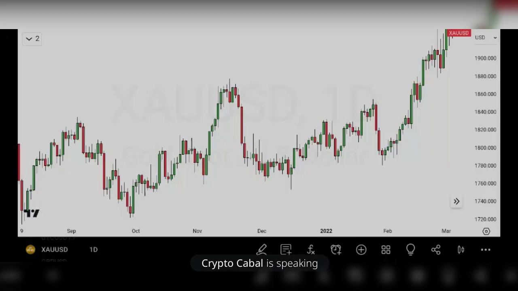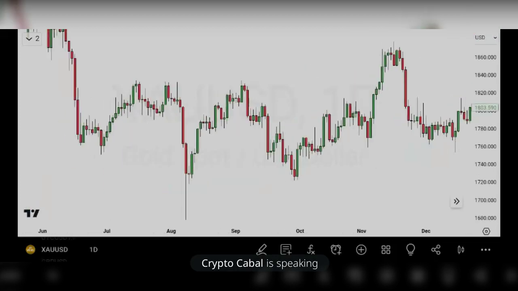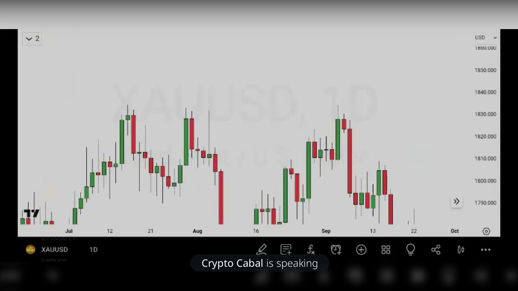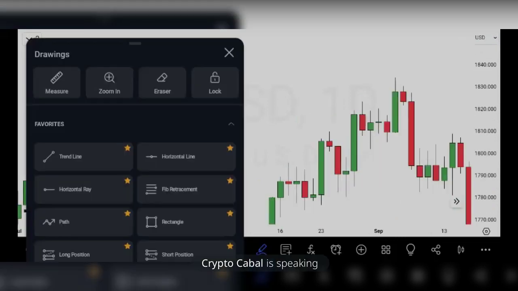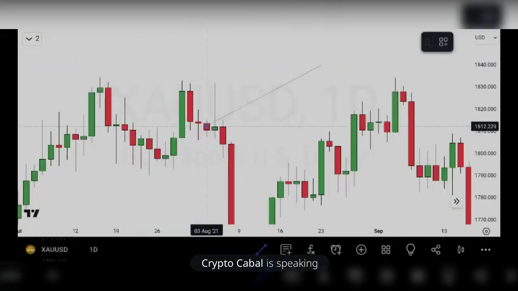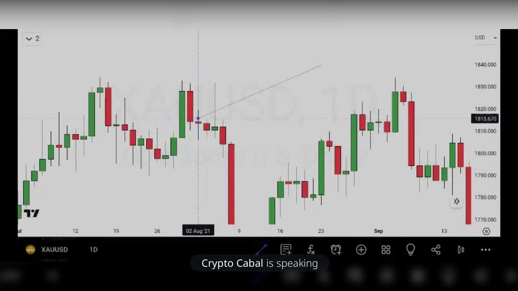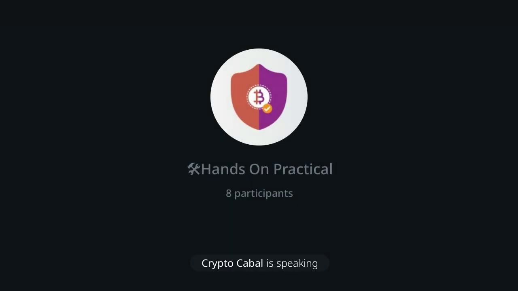Where are they? Okay, look at this particular red candle. You can see this small red candle here. It's an indecision candle. A what? A doji. Look at this green candle I'm pointing at. You can see that the opening price and the closing price are actually small. We now have a long wick. This is the doji candle.